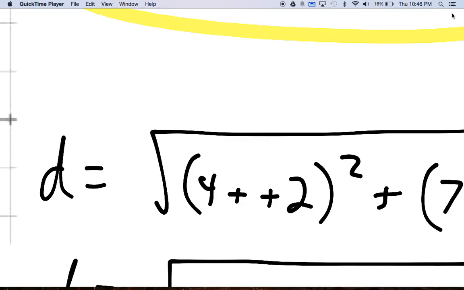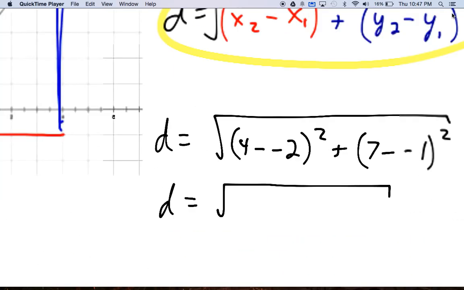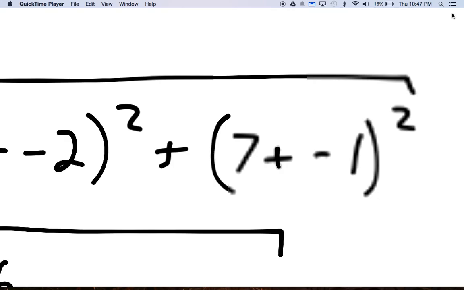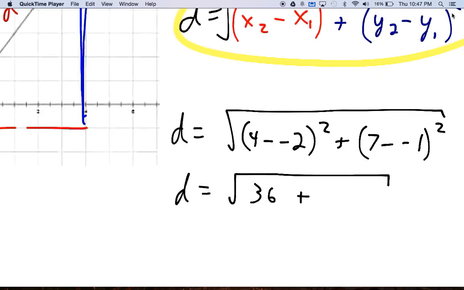And when I do that, I get distance equals the square root of 4 minus -2. When you minus a negative, they both turn positive, right? So that would end up being 6 squared, which is 36. And over here, same thing, minus a negative will make them both turn positive. And 7 plus 1 is 8. And 8 squared is 64. And so the distance is equal to the square root of 36 plus 64, which is 100. And the square root of 100 is 10.